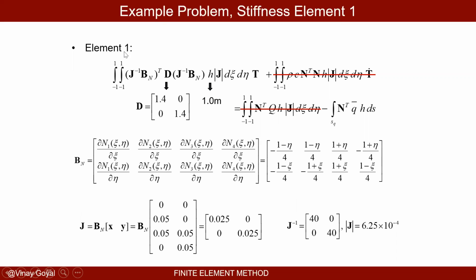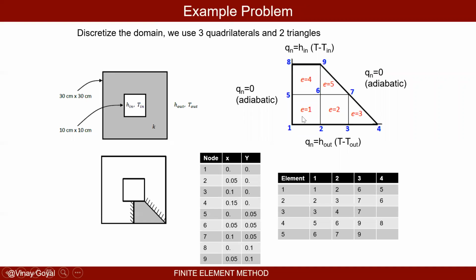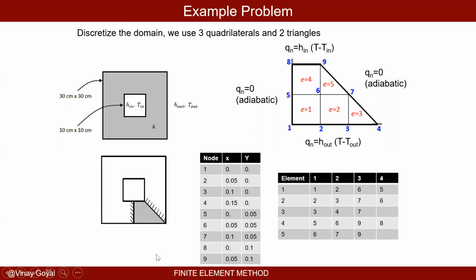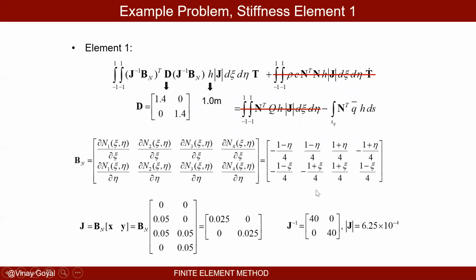X and Y are known for element number 1. I know where the coordinates for X and Y are for these 4 nodes. When I look at that, that's 0, 0.05, 0.05, and 0, and that's exactly what you see here, keeping that order. So I have to keep the order. Element number 1 has an order of 1, 2, 6, 5, so I have to put the nodal coordinates in that order.